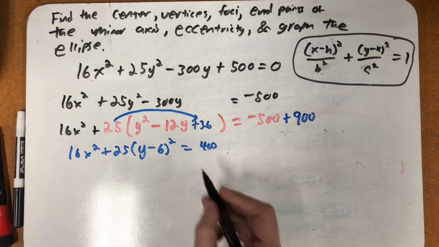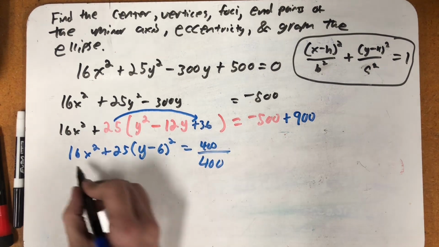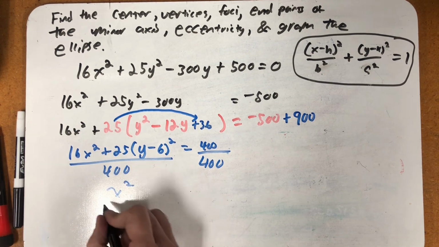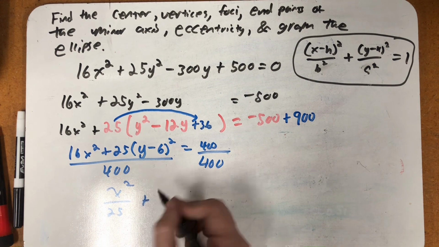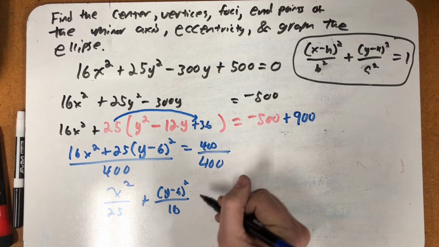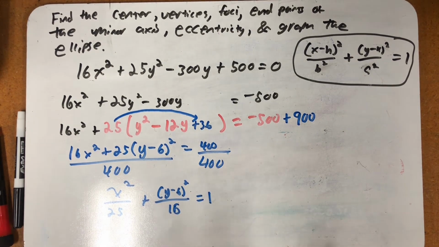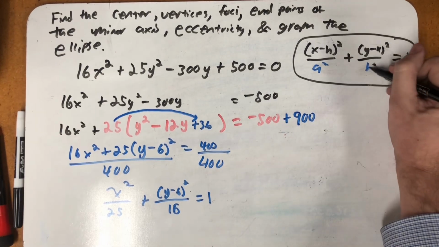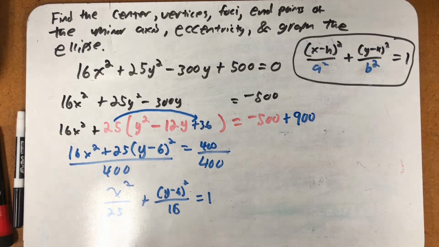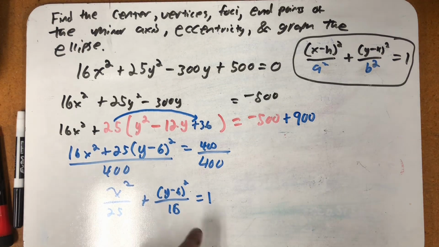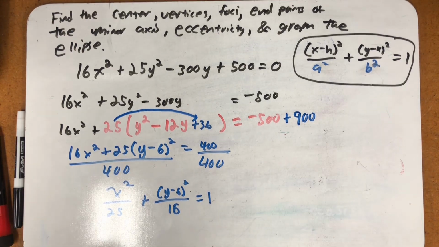Now I need to divide both sides by 400. 16 over that 400 will reduce and give me an x squared over 25 plus y minus 6 all squared over 16 is equal to 1. And so now I know the format I ended up in was a squared under the x part and a b squared under the y part, so this is going to have a horizontal major axis. And so what we can do now is find the values of a and b and proceed with the rest of the problem.